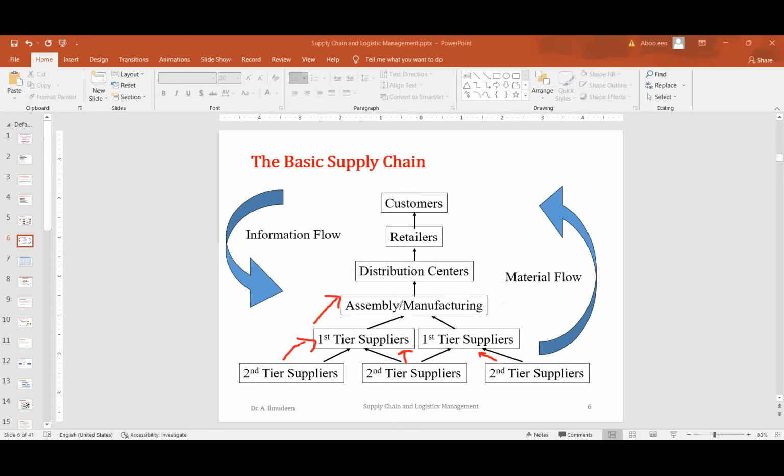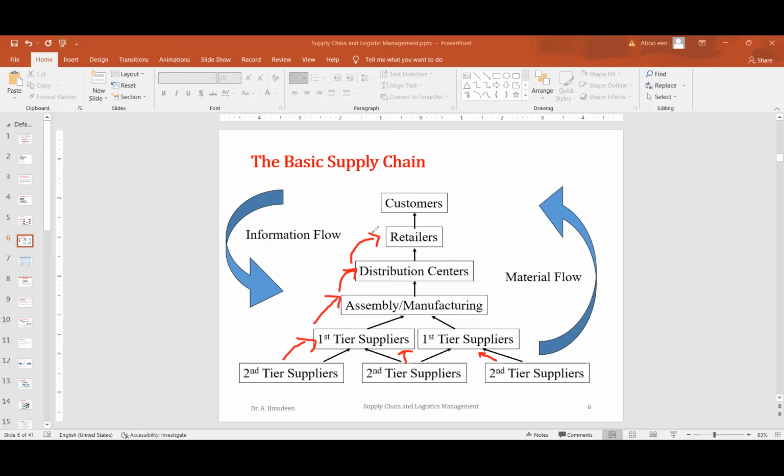Assembly or manufacturing. And once the product is finished, the manufacturing process is over, they are transferring their finished goods through these distributing centers, distributors or intermediary organizations. The intermediary organizations and distribution centers are transferring the finished goods to the retail stores or grocery shops, retailers.